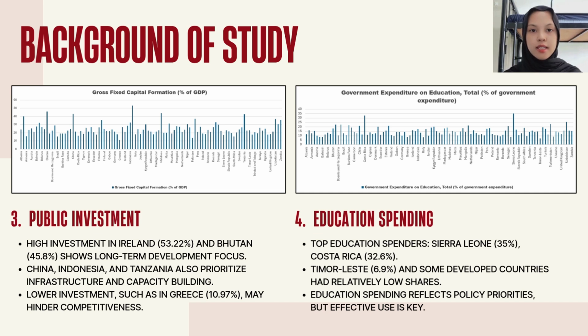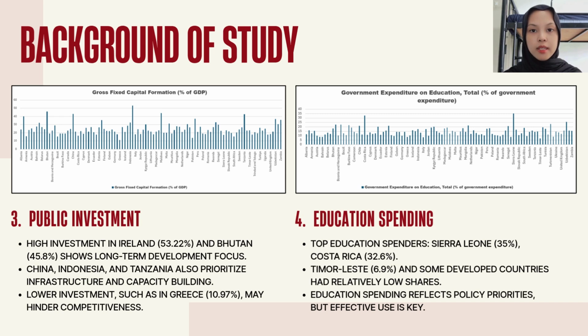So the third is public investment. The graphic on public investment shows that countries like Ireland and Bhutan allocate more than 40% of their GDP to fixed capital investments, showing strong commitment to infrastructure and long-term growth. Countries like Indonesia and China also invest heavily in development. On the other hand, countries like Greece and Pakistan had relatively low investment levels, which could hinder their future growth potential.